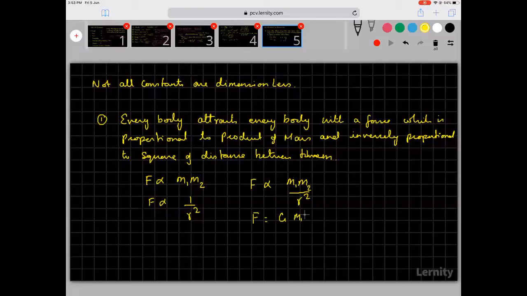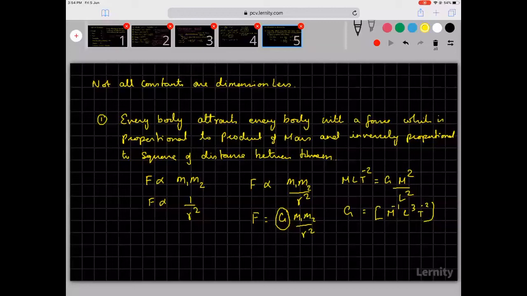Now this G is a constant. What are the dimensions of that constant? On the left side, I have M L T power minus 2, which is equal to G M squared by L squared. When I cross multiply, the dimensions of G become M power minus 1 L cubed T power minus 2. So G is a constant, but it is not a dimensionless constant. It has dimensions.